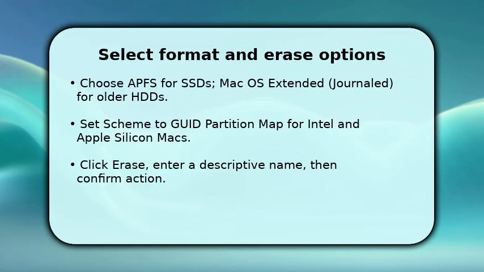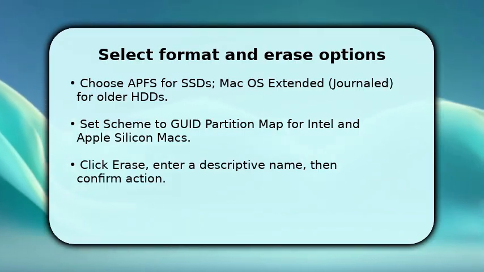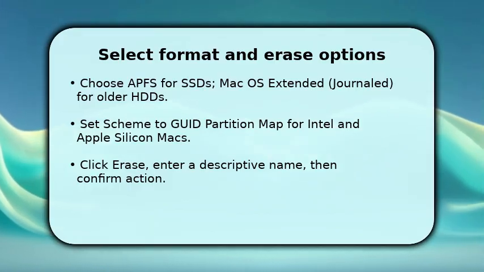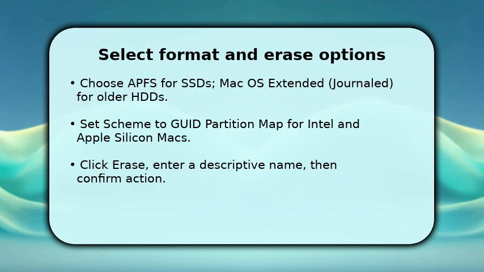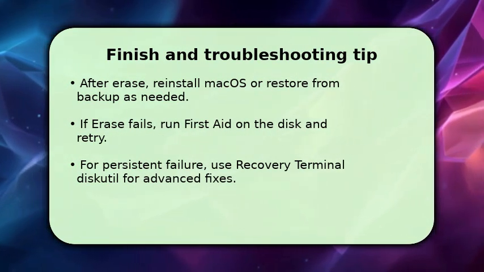Click Erase and confirm. Disk Utility will unmount the volume, rewrite the partition map, and format the volume. If you're reinstalling Mac OS, quit Disk Utility and continue with Reinstall Mac OS in recovery. Once Disk Utility finishes erasing, quit and either reinstall Mac OS or restore your backup.